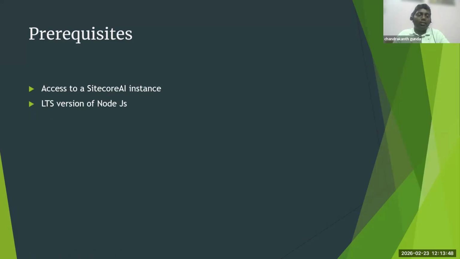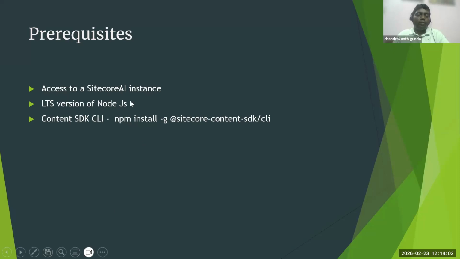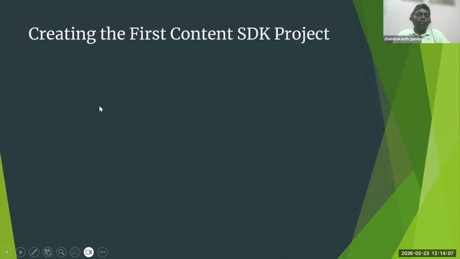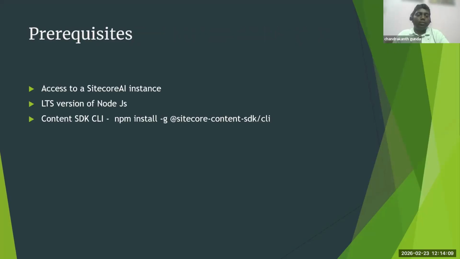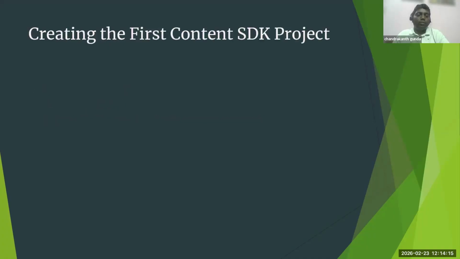Then we need the latest version of Node.js that has long-term support, and we need to install this Content SDK CLI. We need to install this globally. This will work only if we have the latest version of Node.js. Now that we understand the prerequisites for a Content SDK project, let's try creating one.